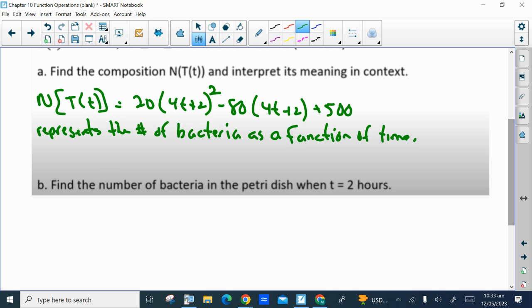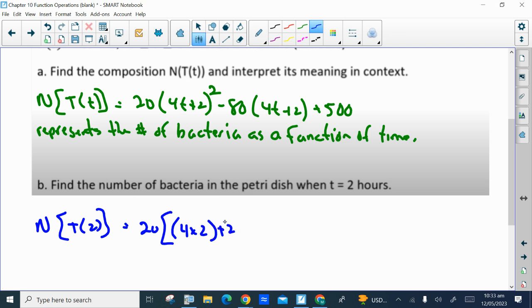Part B asks us to find the number of bacteria after 2 hours. So this will be n at t at 2. So we can just simply let t equal 2 in this equation. As I said, you don't really need to simplify the equation. You can just work it out by letting little t equal 2, and get your answer that way.